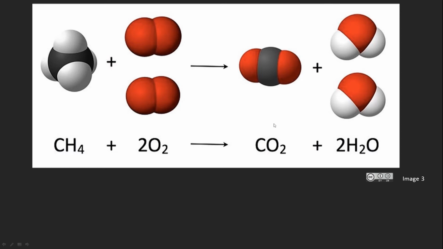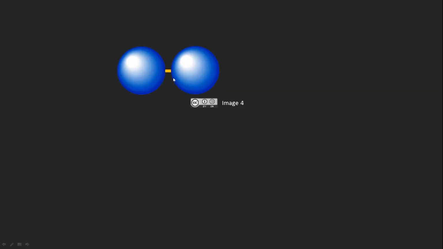This reaction is fully balanced as fuel is fully converted to products. As can be seen, these molecules have chemical bonds right here and here between the different atoms. For example, methane has 4 carbon-hydrogen bonds and oxygen has 1 oxygen-oxygen bond. Let us take a closer look at the oxygen molecule.